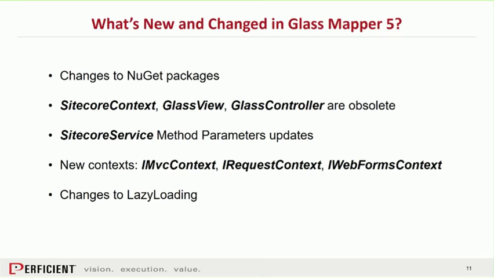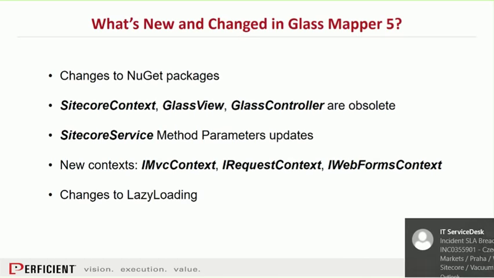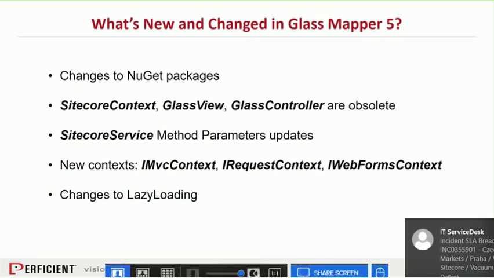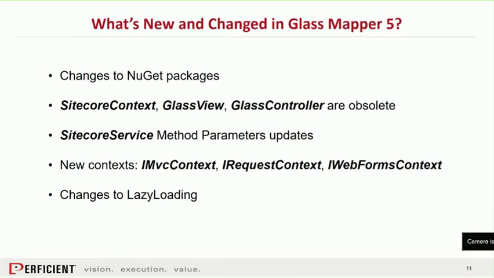So obsolete. The key word in all of this is the word obsolete. This means it's going to be deleted at a future update. So when you do make the upgrade to Glass Mapper 5, that should be priority 1 to get rid of Sitecore Context and Glass View and Glass Controller, because otherwise the day will come when they are deleted and then code will break and it will not be fun. So keyword of obsolete, make sure these are removed once you make the change to Glass Mapper 5.